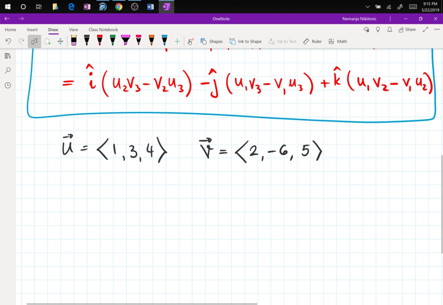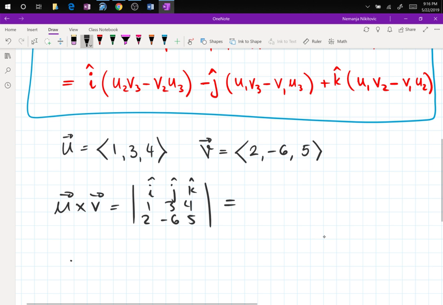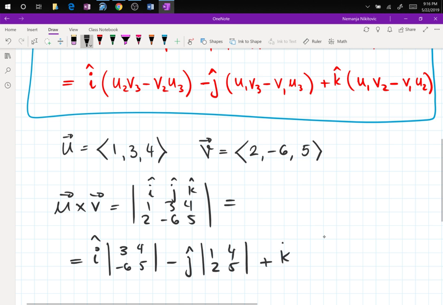You cross the line. Then, u cross v is i, j, k, and since u is first, the 1, 3, 4, and then 2, negative 6, and 5. So i, and we have 3, 4, negative 6, 5, minus j, 1, 2, 4, 5, plus k, 1, 3, 2, negative 6.